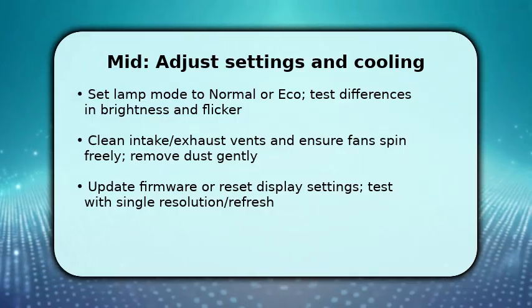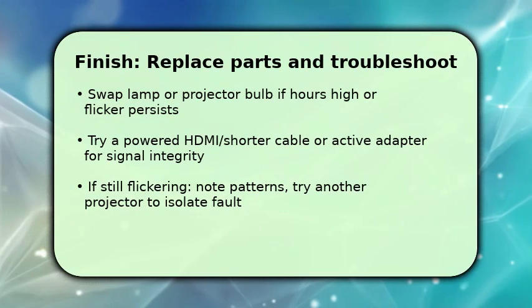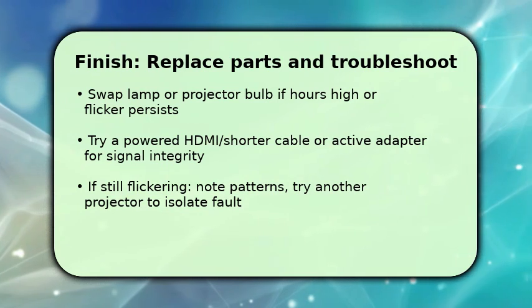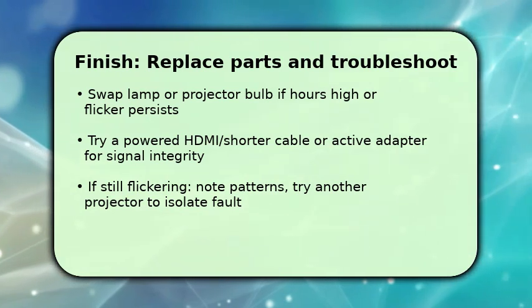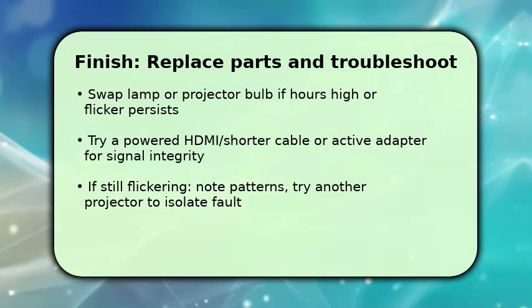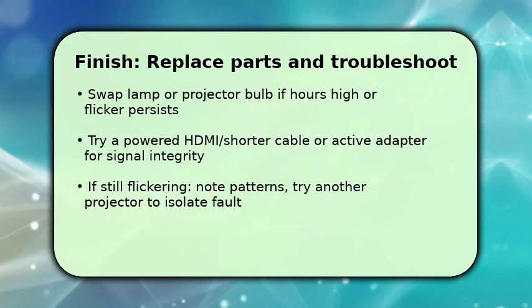You finish by replacing consumables and isolating persistent faults. If lamp hours are high or flicker continues after all checks, replace the bulb. Flicker often signals failing lamp electronics.